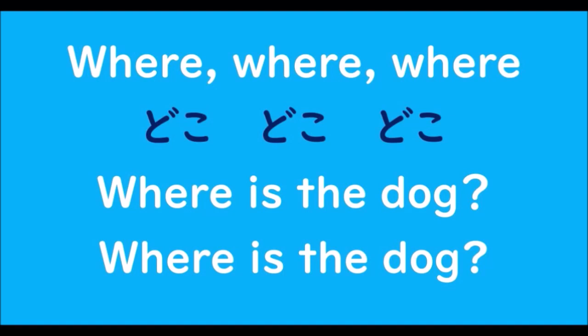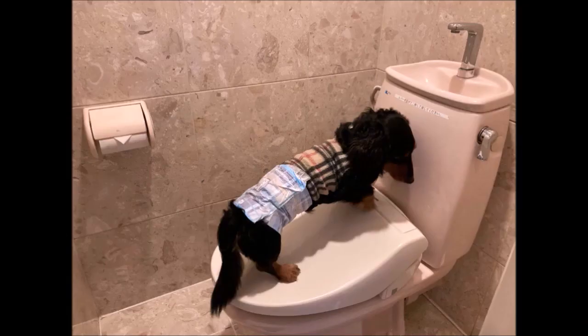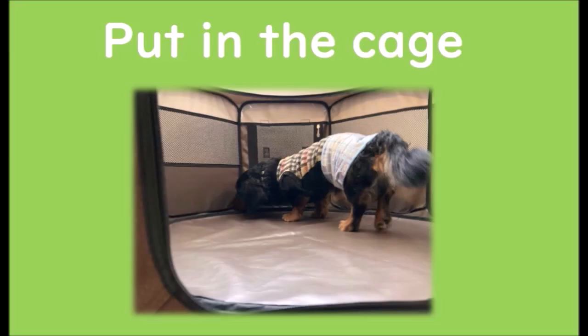Where, where, where? どこどこどこ? Where is the dog? It's on the toilet. Oh no. Put in the cage.